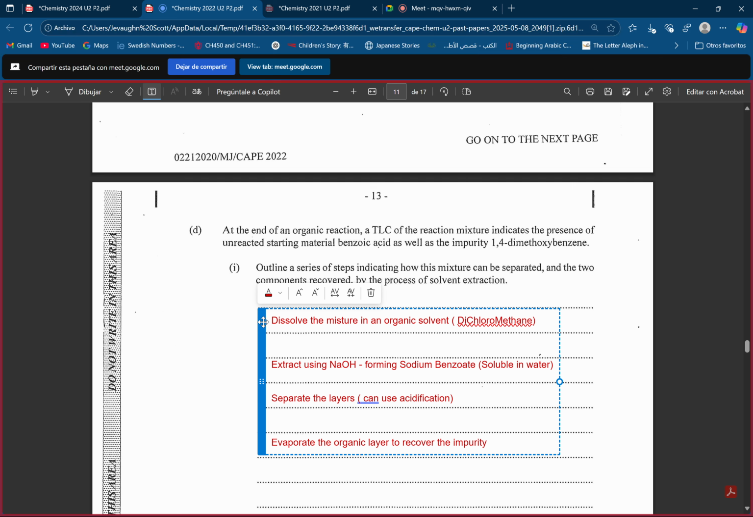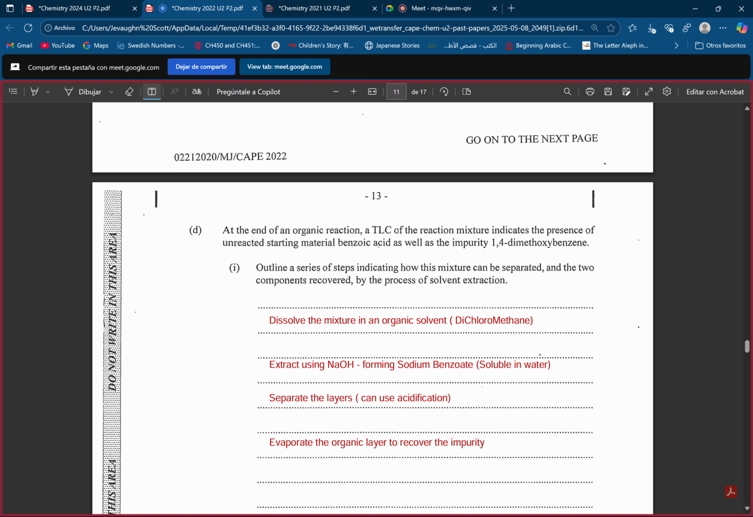So we dissolve the mixture in organic solvent, and then we extract using sodium hydroxide, forming sodium benzoate, which is soluble in water. And we can acidify the aqueous layer, separating the two layers there. And then we can evaporate the organic layer to recover the impurity. Specifically here, because benzoic acid is an acid, we can react it with a base to get a salt, which is soluble in water. So we must not just look at the chemistry, we must see what it is we require.